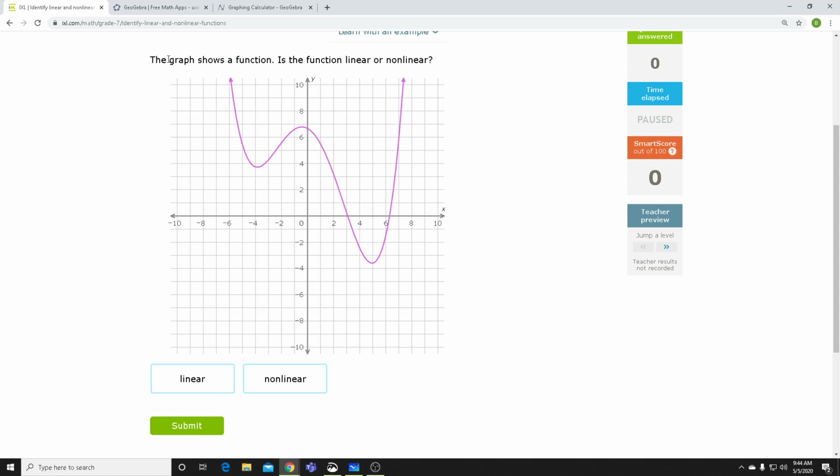Alright, so, excuse me, the graph shows a function. Is the function linear or nonlinear? Well, think about it real quick.